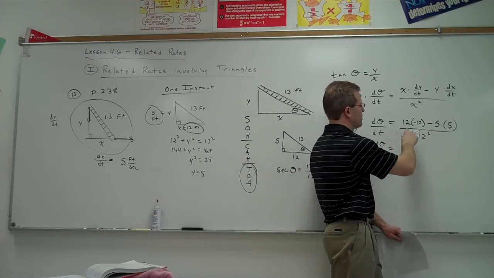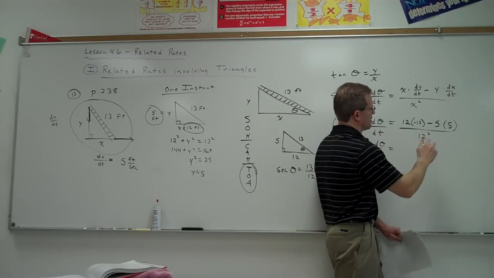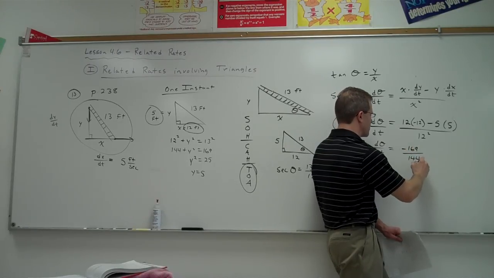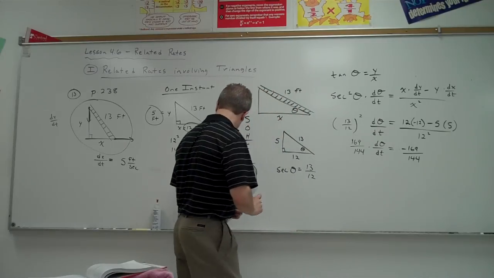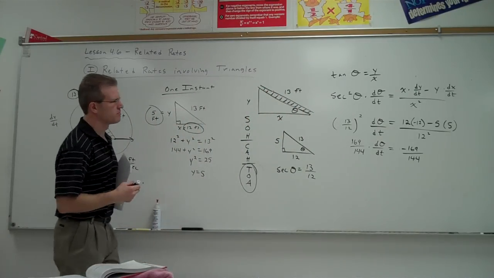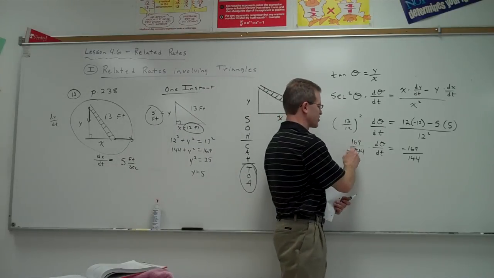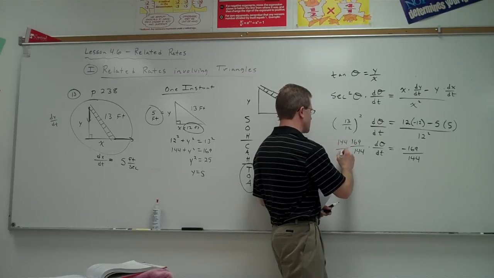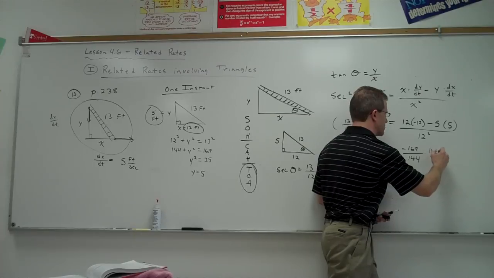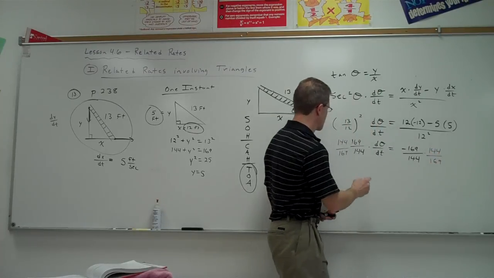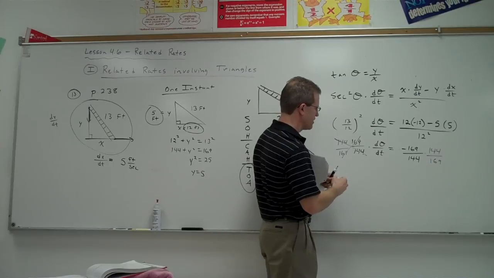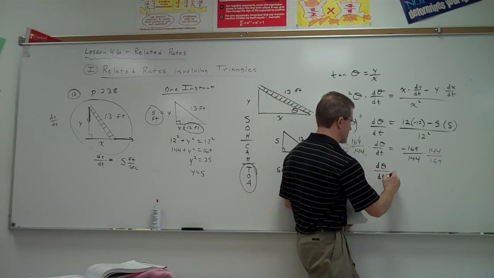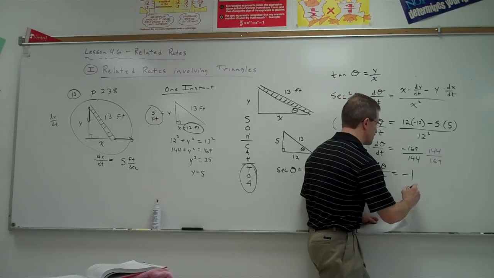On the right side, we get negative 144 minus 25, so that's negative 169 over 12 squared, which is 144. What would I do to both sides now to solve that? If I want to get rid of this fraction on the left, how can I get rid of that? Multiply by the reciprocal, which would be 144 over 169 on both sides. Cancel, cancel. d theta over dt equals, what's that right side come out to? Negative 1, yep, so negative 1.